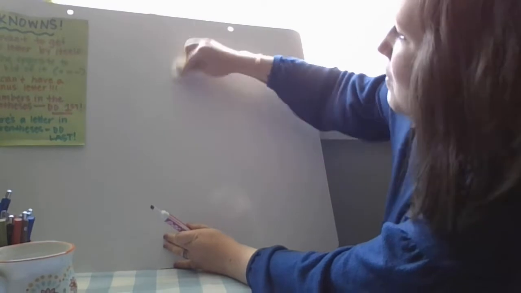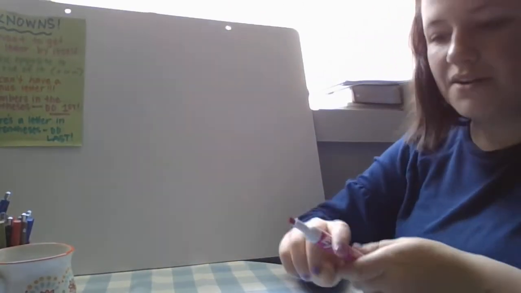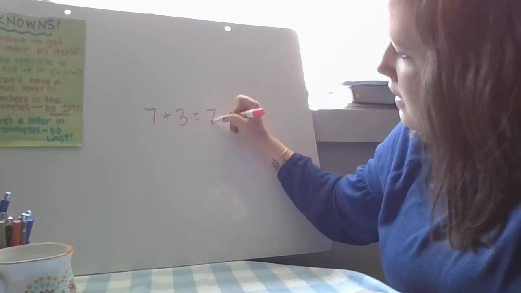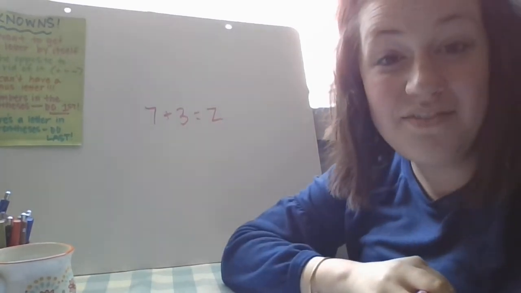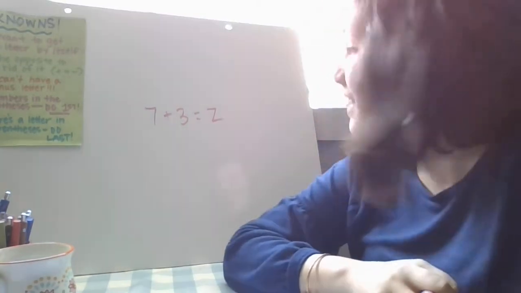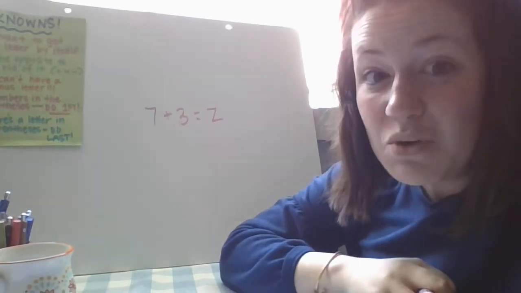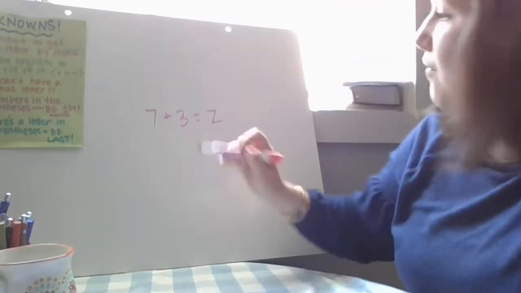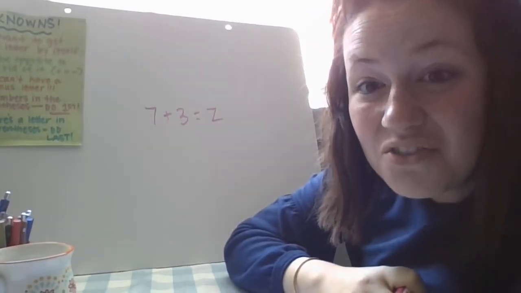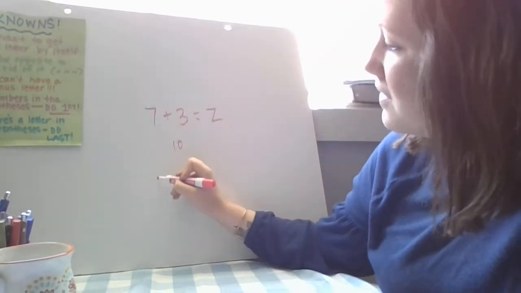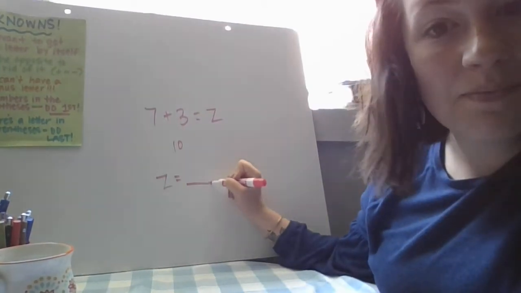If I can erase the board, there you go. Okay, so now you might see some like this. Here we need to figure out what z equals. What number would go in where z is? Now, this is actually one of the easier ones because we want to get the letter by itself, right? And right now, z is already by itself. All we have to do is figure out what 7 plus 3 is. 7 plus 3 is 10. So z equals 10.